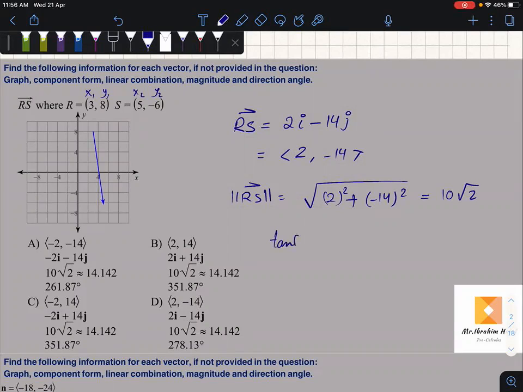Now, we would like also to find the angle. So tan theta is equal to b over a, which is -14 over 2. And then theta is equal to the tan inverse of -14 over 2. Yes, -14 over 2. And then we can find the answer. Okay, which is clear that your answer is D. So your answer is what? D.